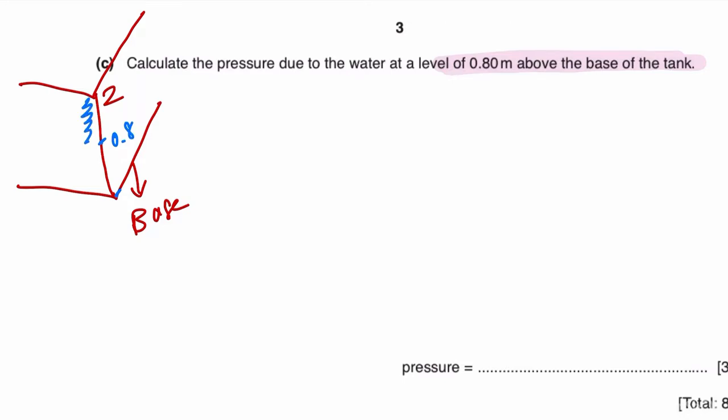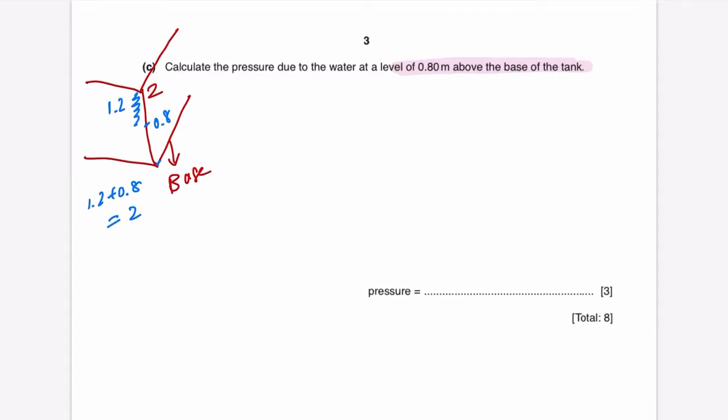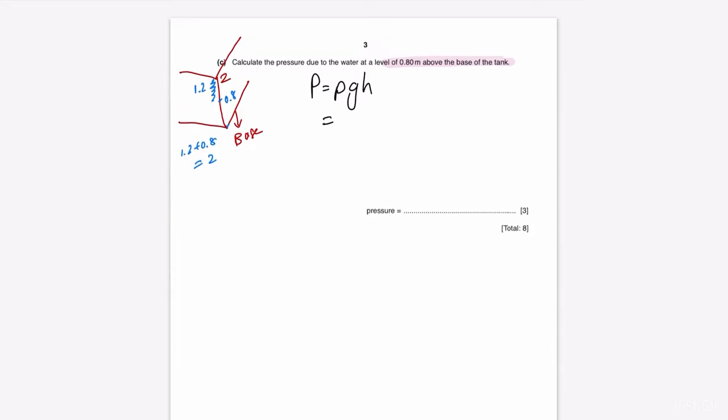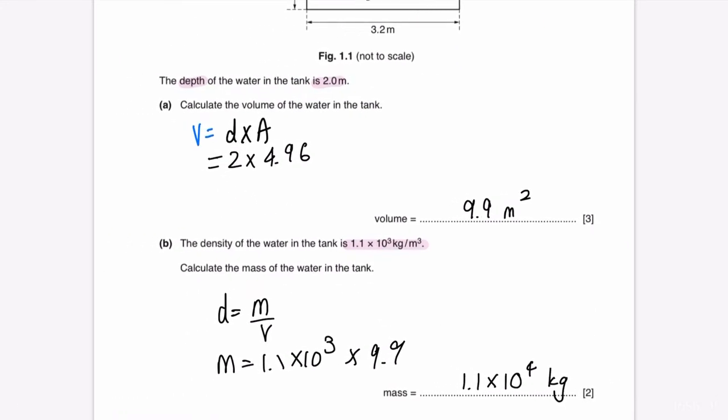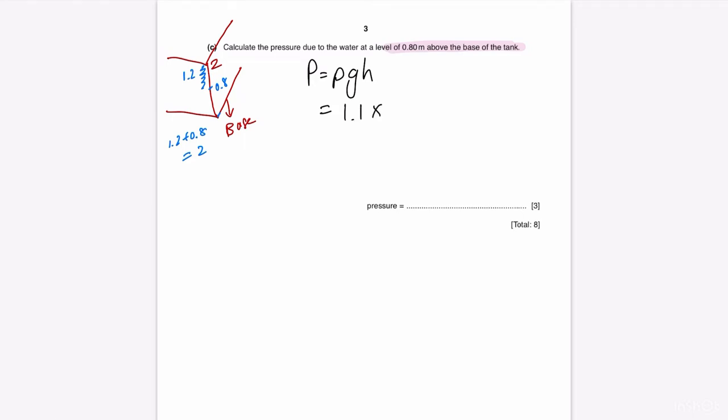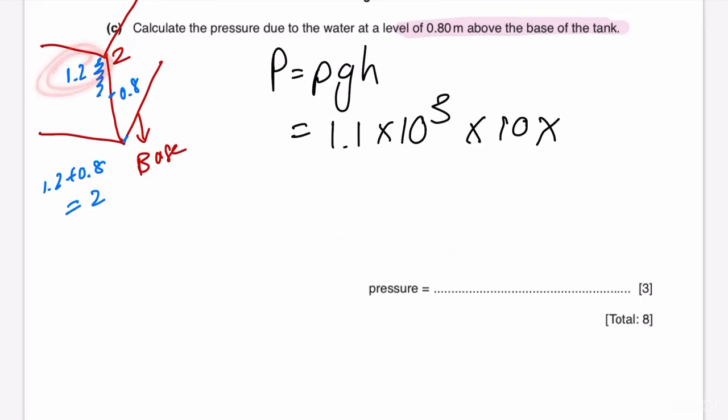So the depth here will be 1.2, because 1.2 plus 0.8 is equal to 2. So our depth is 2. Therefore, the formula for pressure you know, P is equal to rho g h. The density of water, we were actually given it: 1.1 into 10 to the power 3. So I'm going to write it down, 1.1 into 10 to the power 3. And g is 10. And height is 1.2, because we're told that the height is 0.8 meters above the base. This is the base, above it. So we're left with 1.2 out of the total 2. So I'm going to write into 1.2. And the answer is 1.3 into 10 to the power 4 pascals. Do not forget the units. And we're done with this question.